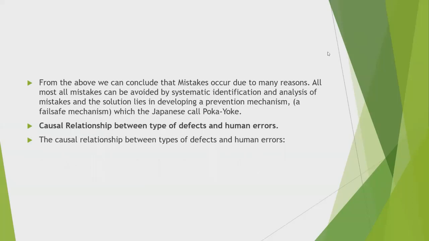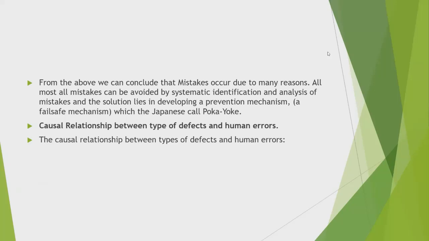From the above, we can conclude that mistakes occur due to many reasons. Almost all mistakes can be avoided by systematic identification and analysis of mistakes. The solution lies in developing a prevention mechanism, which the Japanese called Poka-yoke.